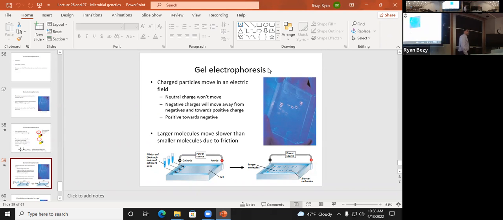The thing is, the gel is thick, dense and viscous. So with longer DNA molecules, the larger or longer the DNA molecule is, the more often it bumps into the gel matrix, and that slows it down through friction. The shorter the DNA molecule, the further it moves. So longer DNA molecules are going to be closer to the well, and shorter DNA molecules are going to be further away from the wells where you originally loaded the DNA. Questions about that then with gel electrophoresis?